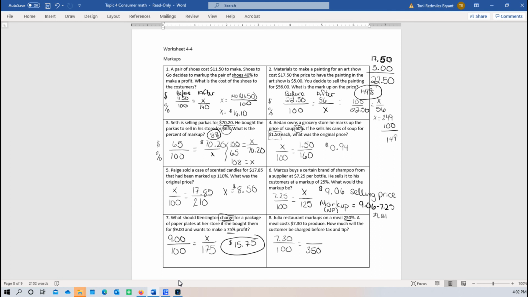All right. We don't know how much it's going to cost in the store, but if I do that math, we'll find out what it costs, and that's what we want to know. We want to know the selling price, which is $25.55. All right, keep doing these till you figure them out.